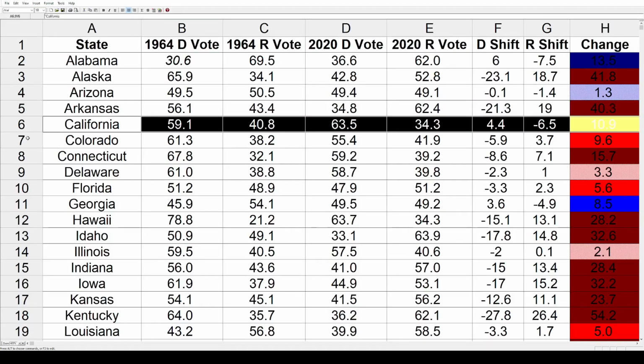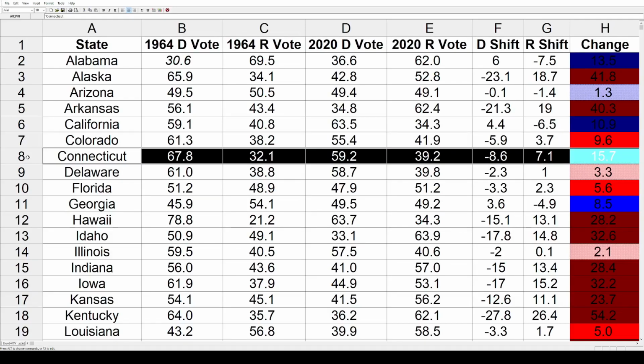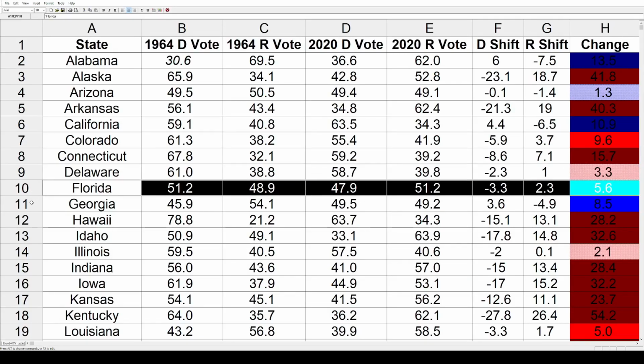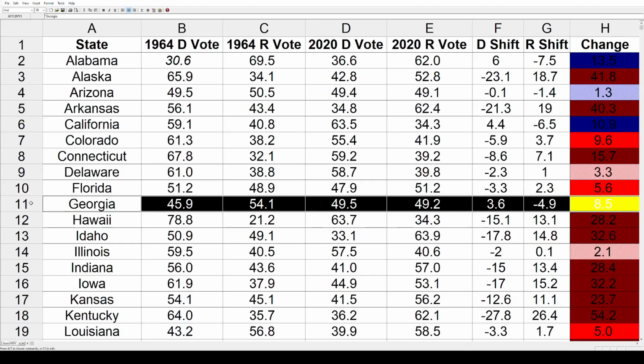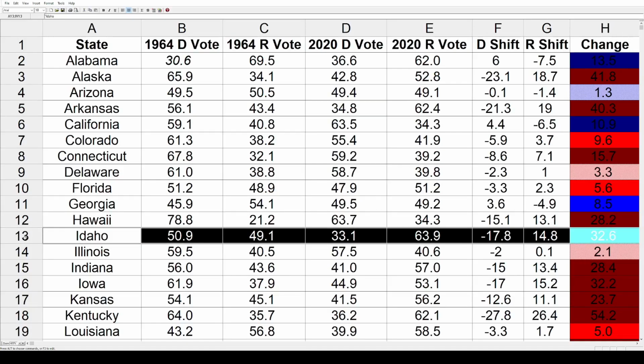California went toward the Democrats by double digits, 10.9. Colorado went toward the right by 9.6. Connecticut, a little bit more toward the right by 15.7. Delaware, a smaller red shift there by 3.3. Florida also toward the GOP by 5.6. Georgia went 8.5 points toward the left. Hawaii had a big red shift of 28.2. The same in Idaho by 32.6.